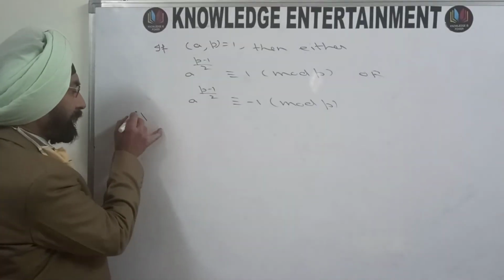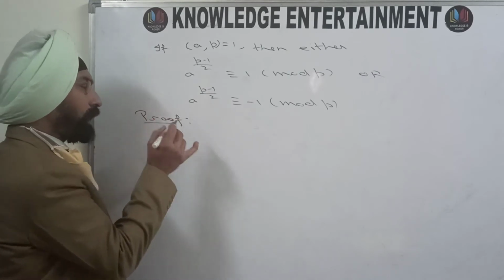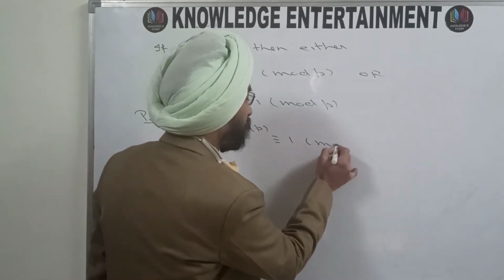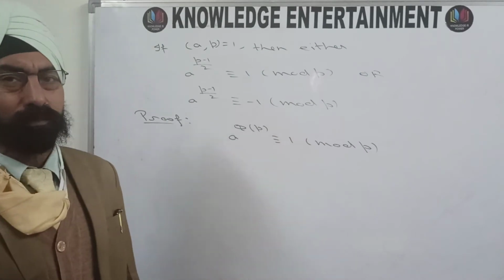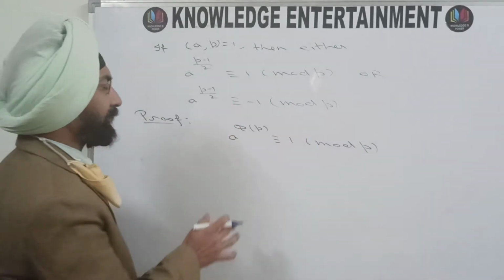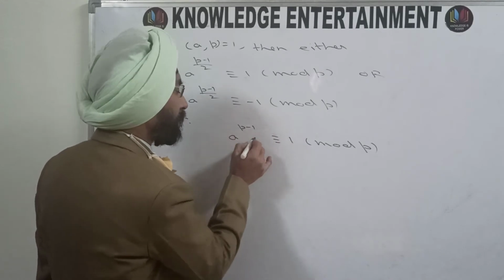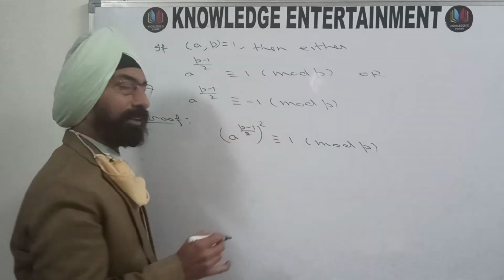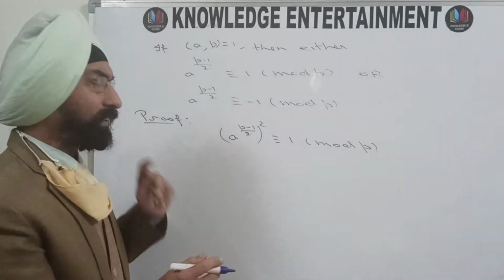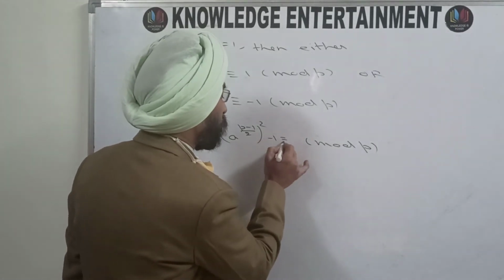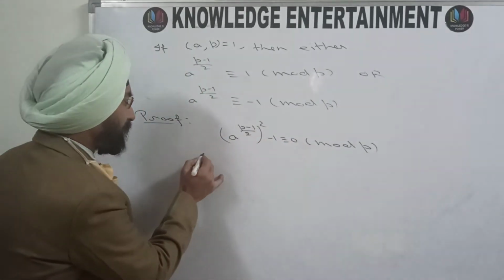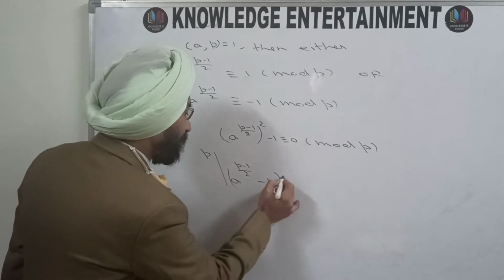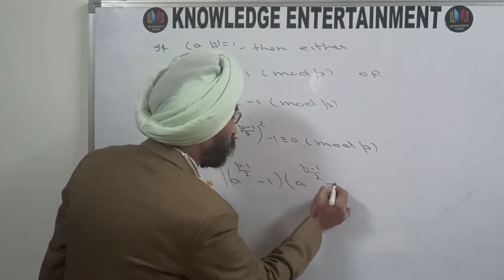So what is the proof? The proof is very easy once again. We know that a raised to the power p minus 1 is congruent to 1 modulo p because of the Euler-Fermat theorem. And we can write it as a raised to the power (p minus 1) by 2, squared. Once again we can take this 1 to the left hand side, to make minus 1 congruent to 0. And that means p divides (a raised to the power (p minus 1) by 2 minus 1) times (a raised to the power (p minus 1) by 2 plus 1).